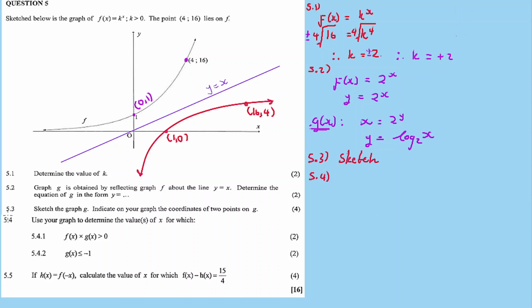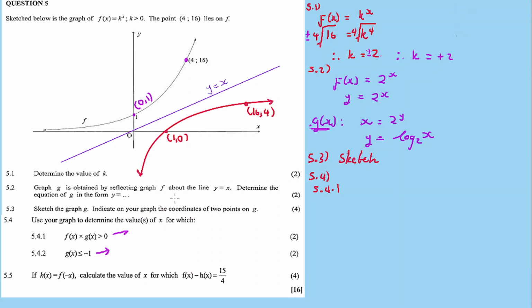5.4, use your graph to determine the values of x for which 5.4.1, f of x times g of x is greater than 0. This is a common question where they talk about a parabola and a straight line, or a hyperbola and a parabola, or a hyperbola and a straight line. If there's a combination of functions, this question is very likely to come up. Even this one now, it's very common.